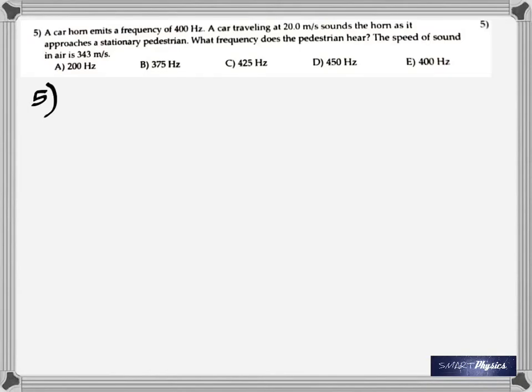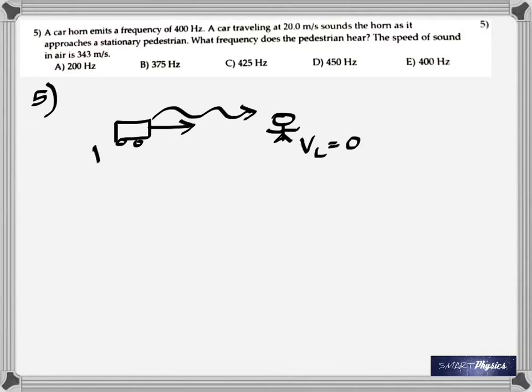In the fifth question, a car horn emits a frequency of 400 hertz. A car traveling at 20 meters per second sounds the horn as it approaches a stationary pedestrian. What frequency does the pedestrian hear? Speed of sound is 343 meters per second. Here, the frequency is going to appear to have increased, and the listener is at rest.